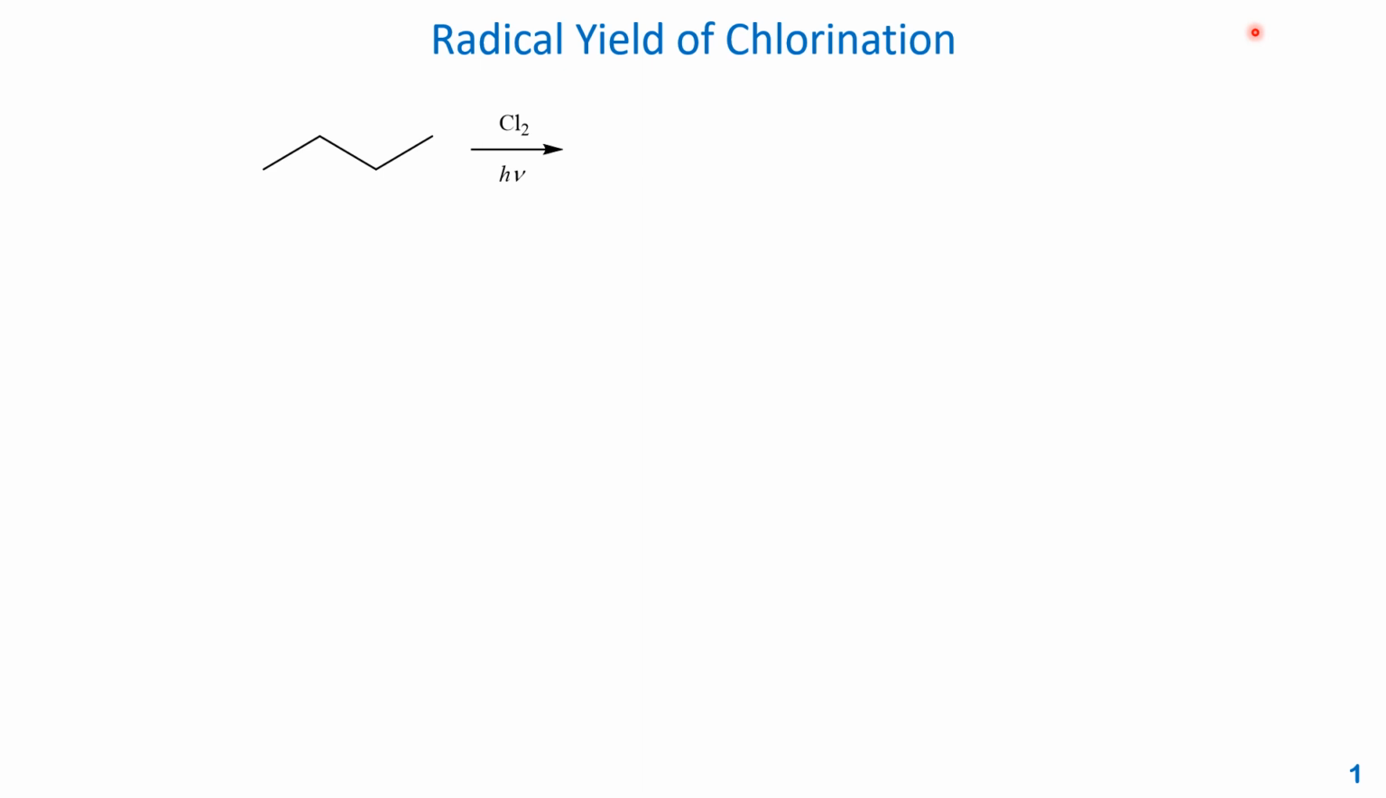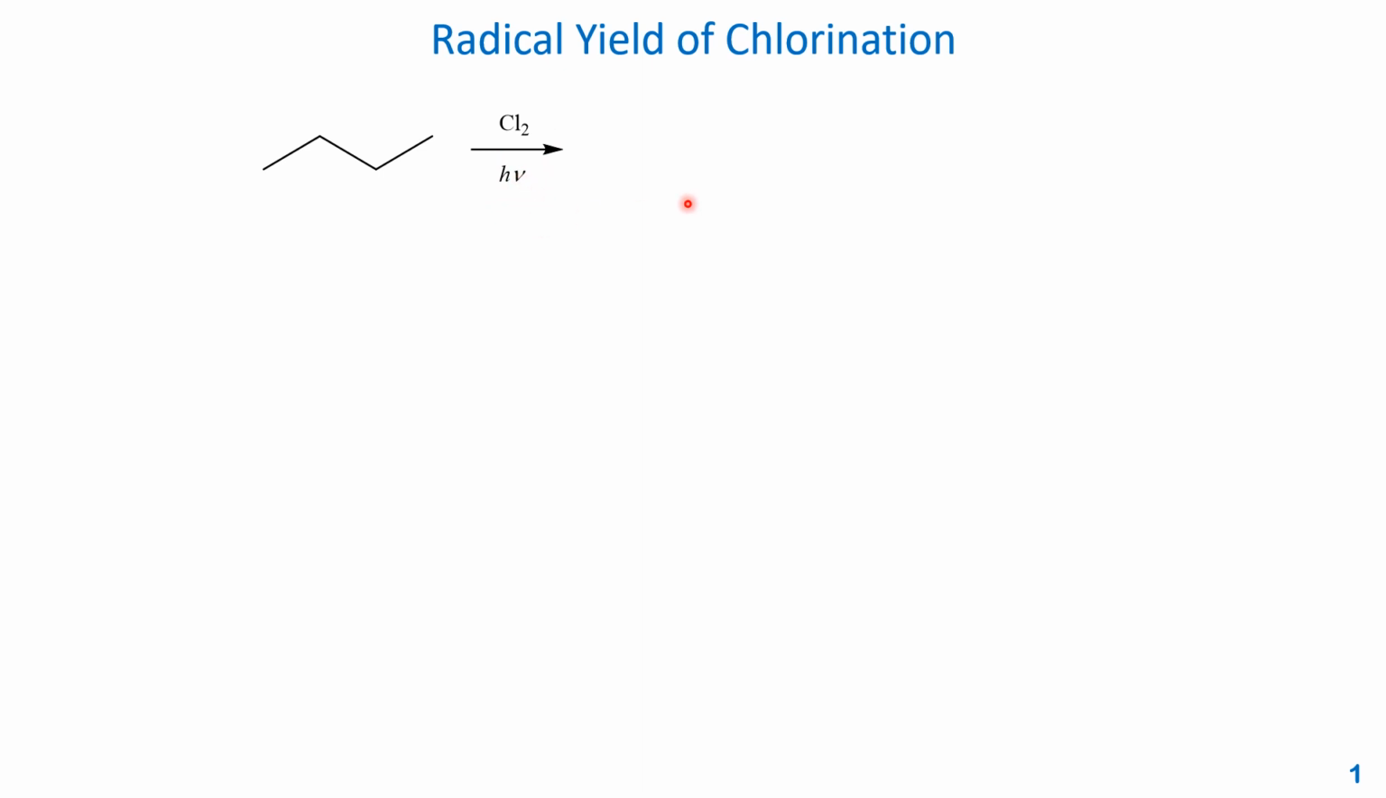Today our topic will be the calculation of radical yield. We will focus on two reactions, chlorination and bromination. You may notice that we have a reaction, butane reacting with a chlorine molecule under light. So this is a hint that the reaction is a radical reaction.